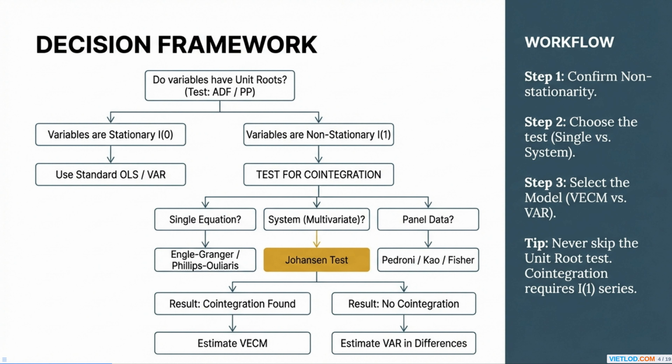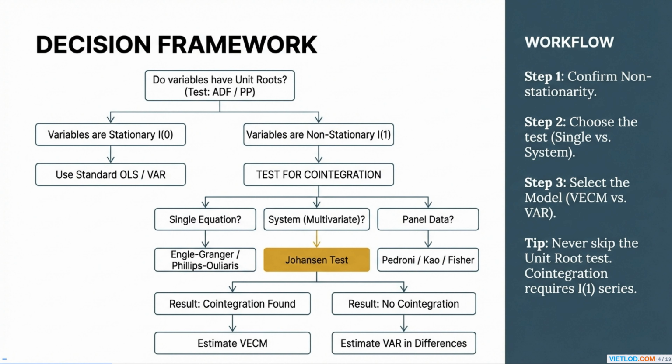This slide outlines the comprehensive decision framework and workflow for cointegration testing. We begin by asking a fundamental question: do variables have unit roots? This is assessed using tests like the Augmented Dickey-Fuller, or ADF, or Phillips-Perron, PP tests. If the variables are found to be stationary, meaning they are I(0), then standard ordinary least squares, or OLS, or vector autoregression, or VAR, models can be directly applied. However, if the variables are non-stationary, specifically I(1), then we must proceed to test for cointegration. This crucial step helps us avoid spurious regression.